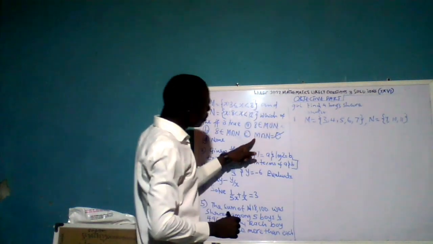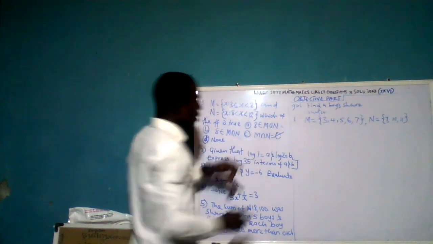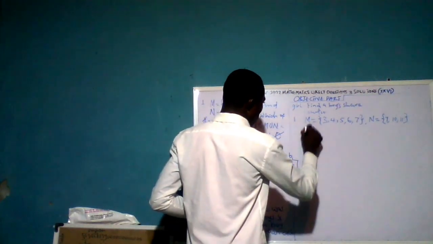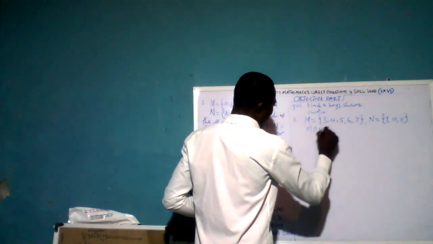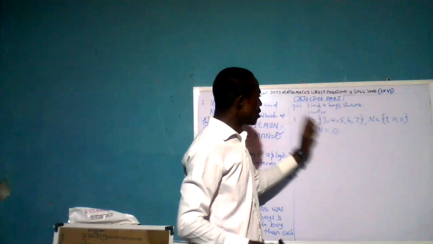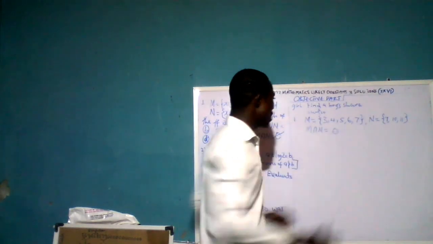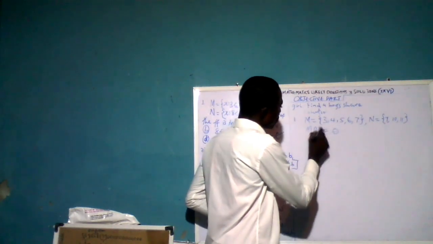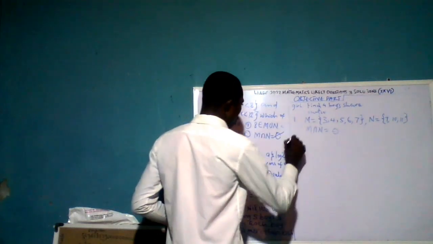But what about M intersection N equal to the empty set? If you look at it very well, you see that M intersection N is equal to the empty set. There is no element that is common to both sets. Therefore, M intersection N is an empty set. Then we are done with question number 1. Let's go to question number 2.